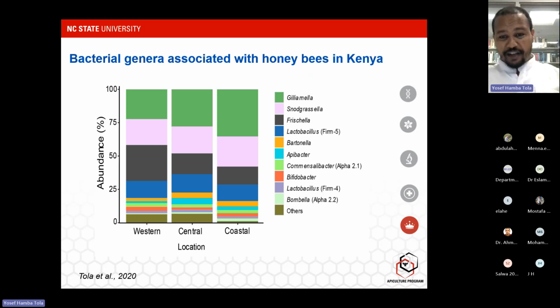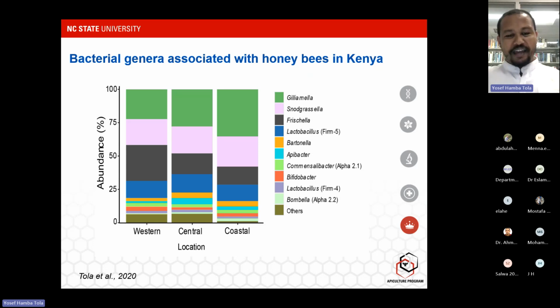And also the Lactobacillus species, Lactobacillus Firm-5 and Firm-4, we expected to be dominant microbes in our samples, based on our information from the other continent. However, in our samples, it's not like expected. It's less abundant when we compare with others. In addition, Commensalibacter is also most prevalent and abundant in our samples, but it is not abundant or the most prevalent in other latitudes. So this may be connected with different factors, which I'm going to highlight in the discussion part.